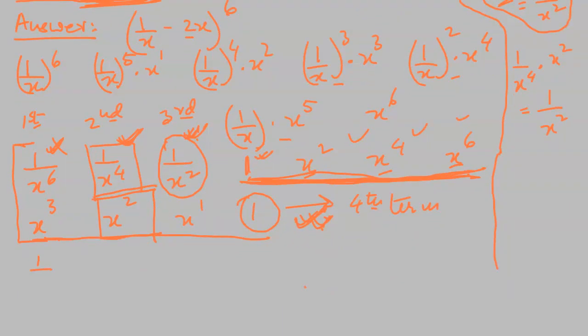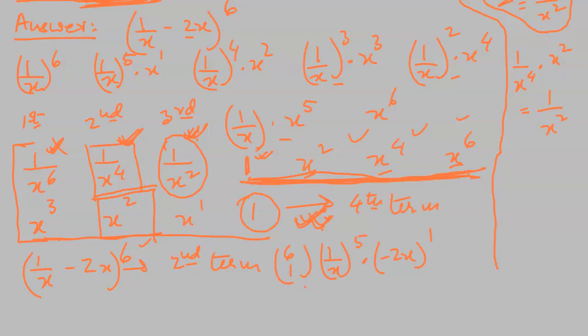So 1 over x, I am writing it again: 1 over x minus 2x raised to the power of 6. The second term we need. For the second term, the r value will be equal to 1 and n is equal to 6. So it is 6c1 times 1 over x raised to the power of 6 minus 1, that is 5, and negative 2x raised to the power of 1.